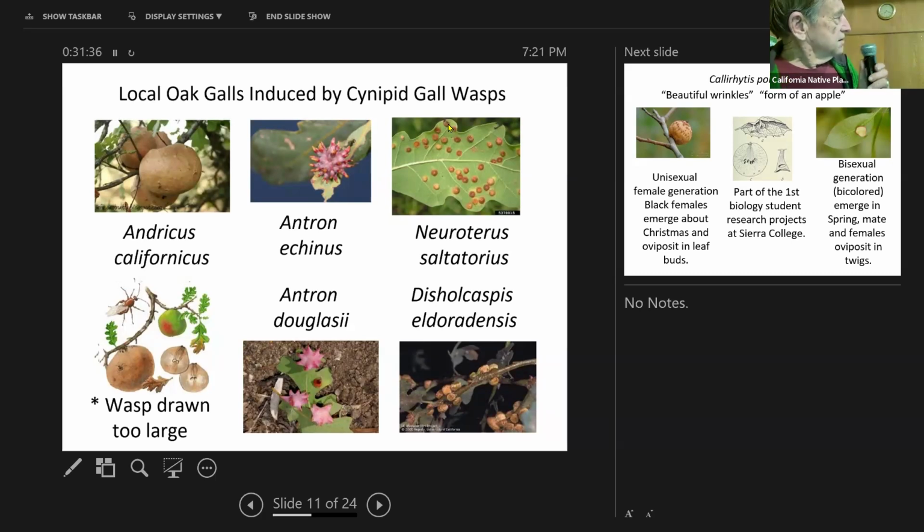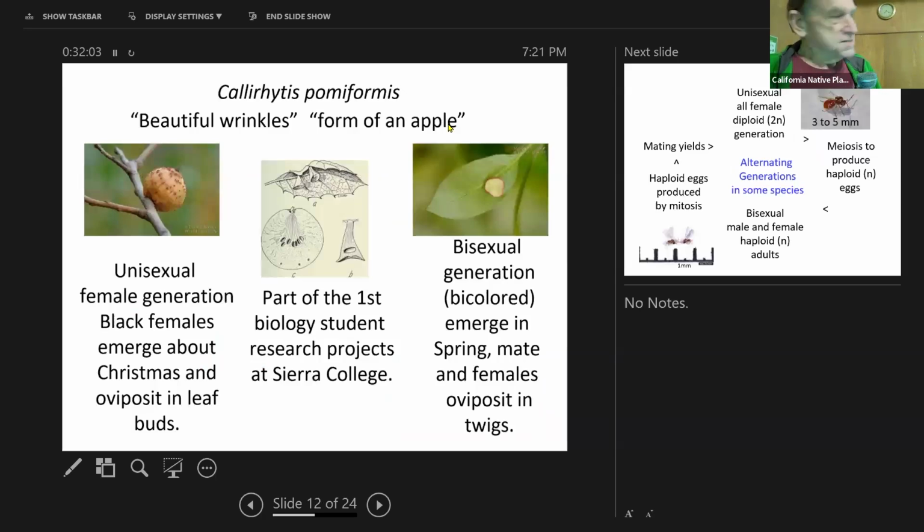Surprisingly enough, the life cycle of Andricus californicus, this big one on the left, as far as I know, is still not known. Nobody seems to have taken the time to collect the insects, put them back on the tree, and watch for sure where the female oviposits and what comes out. Because not all of these things breed true each generation. There's an interesting pattern with these things.